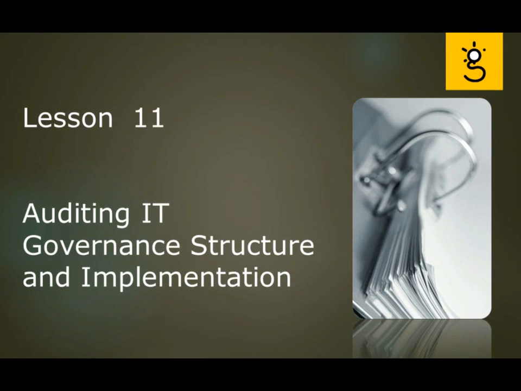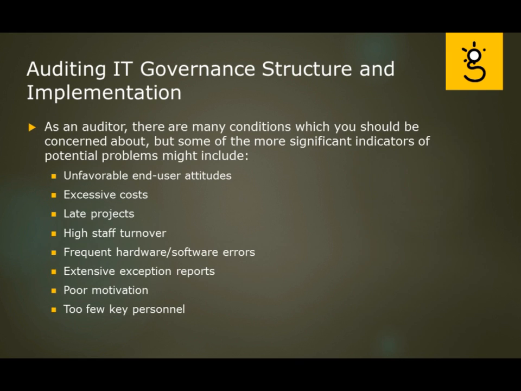In this lesson, we're going to talk about auditing IT governance structure and its implementation. Now, as an auditor, there are going to be many conditions that you should be concerned about, but some of them are, of course, more significant indicators of potential problems than others, and some of those might be things like unfavorable end-user attitudes. Find out why they're not happy. What's going on? What are the improvements that we should be looking at?